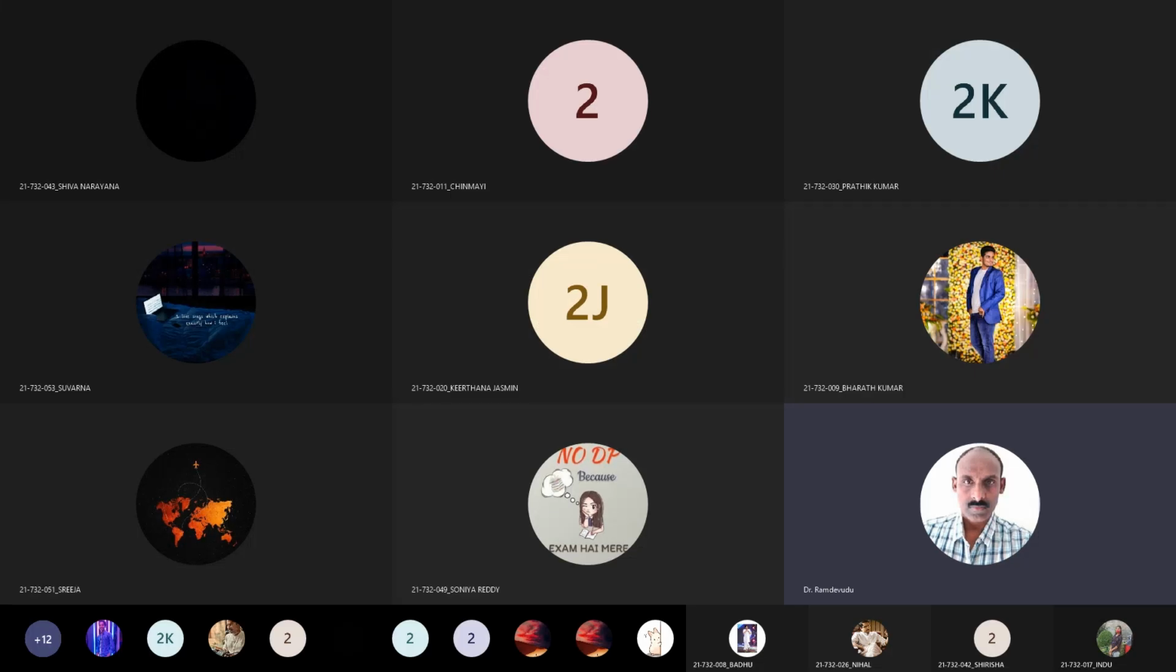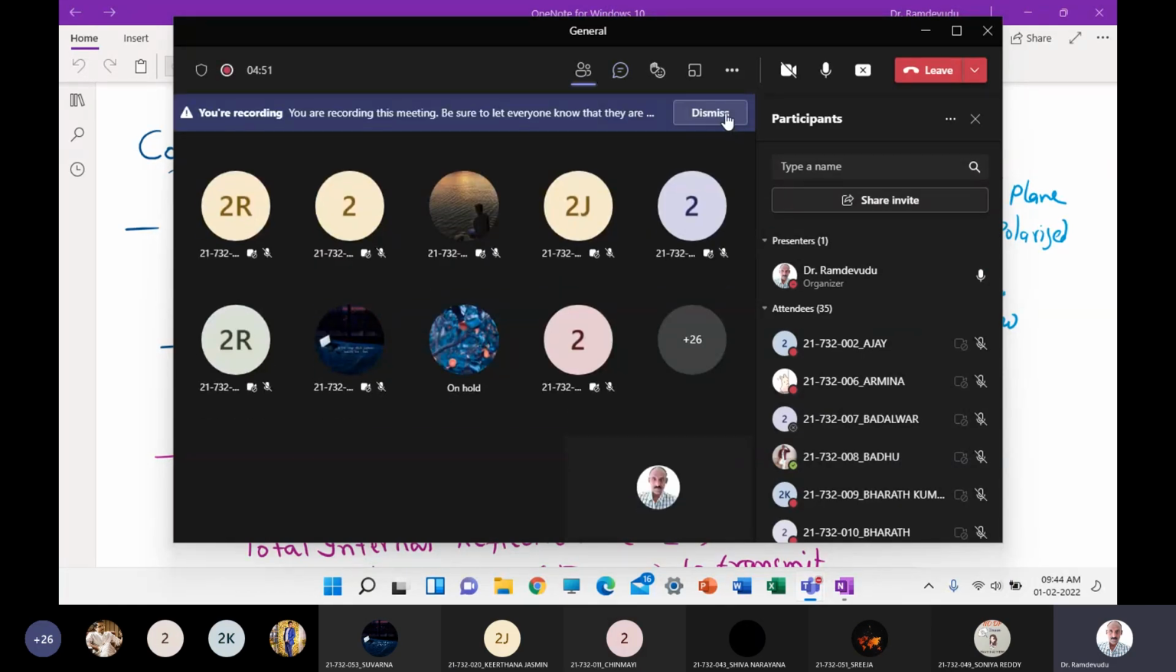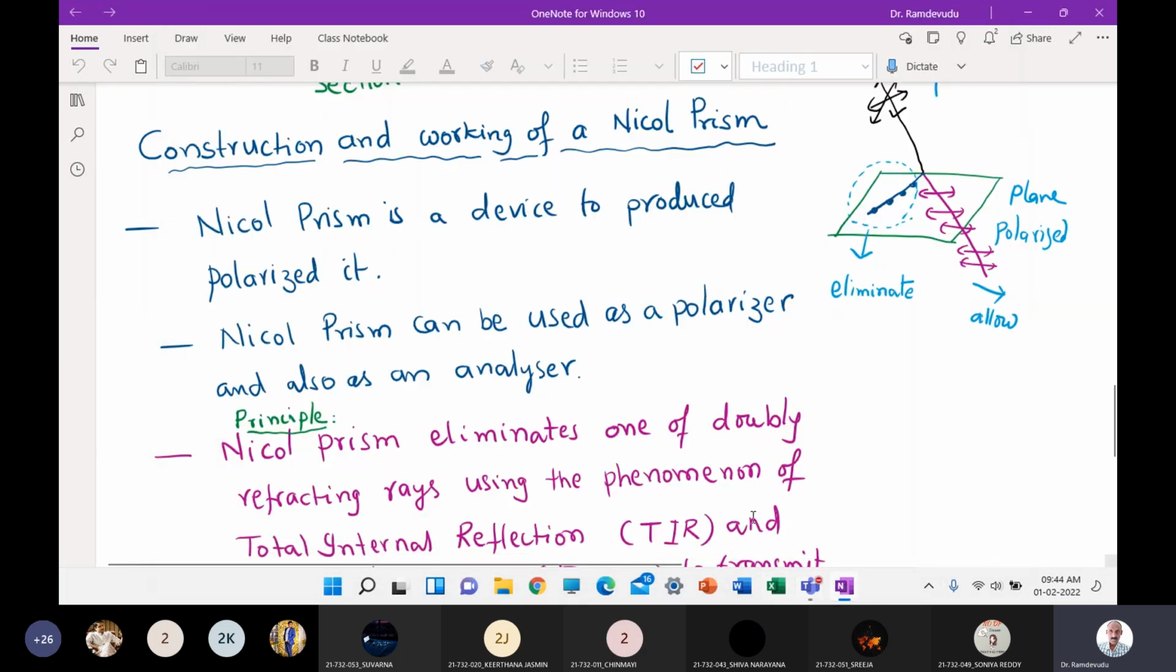We'll start the construction of the Nicol prism with a brief note about the discussion we made about the Nicol prism. We have seen that when a light falls on a doubly refracting crystal like calcite, tourmaline, topaz, etc., it will split into two plane polarized lights called double refraction.